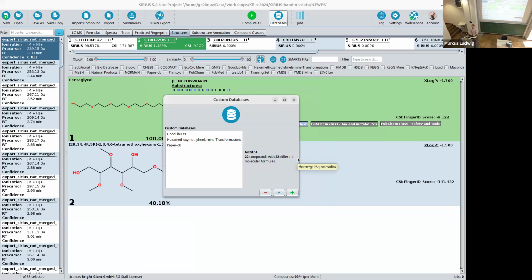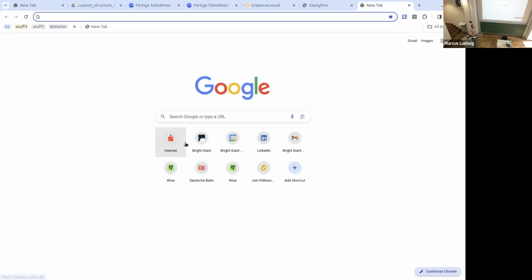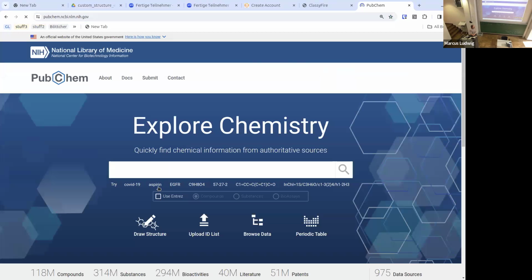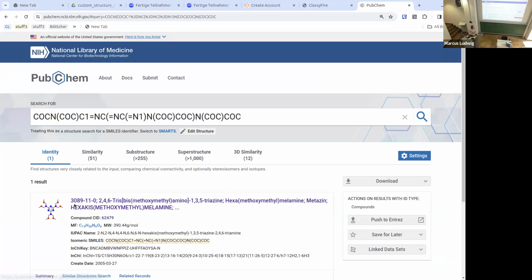first question, how did I create this custom database? So first, the paper database where we have the SMILES of the structures in the database. This one here is one of the structures. And what I just did is, I want to have biotransformation. So I go to PubChem, I search the SMILES. I just copy pasted it. I hope this is the first one. That's the correct one. Yeah, it's that.